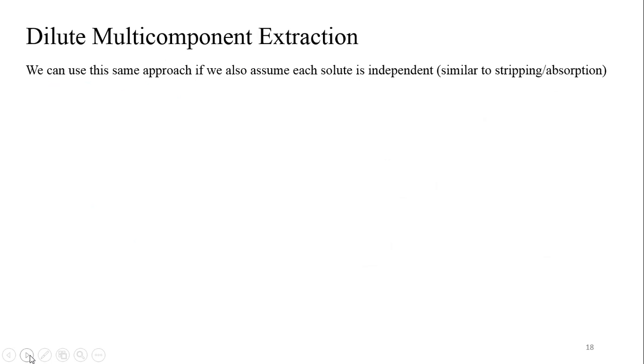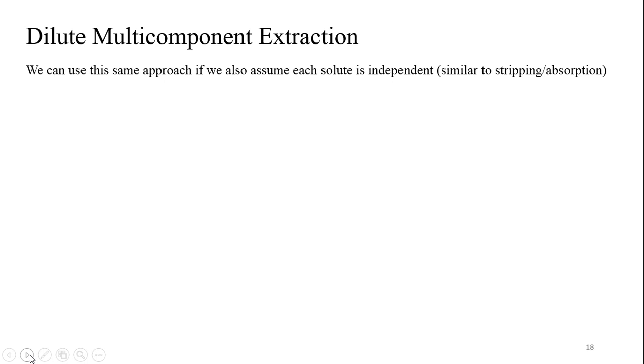Dilute multi-component liquid-liquid extraction. How do we approach those? Well, we do it exactly the same way as we considered stripping and absorption type problems. If it's dilute, then each solute is independent. Typically, that means that for at least one of the solutes, we know enough information about how much of it we want removed, let's say, from our diluent, so that we can completely then specify the system.